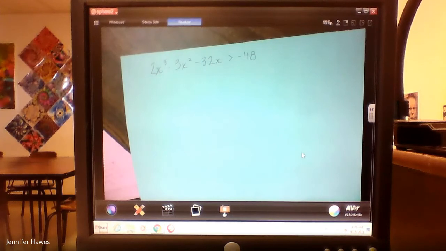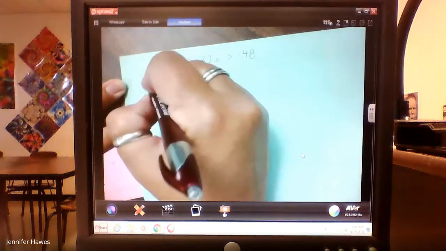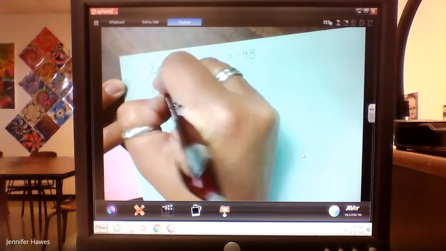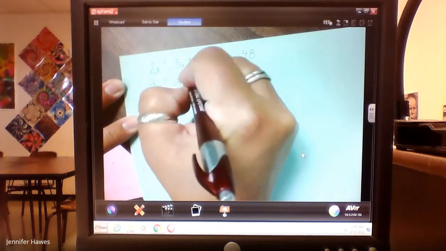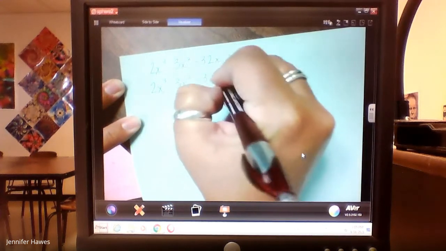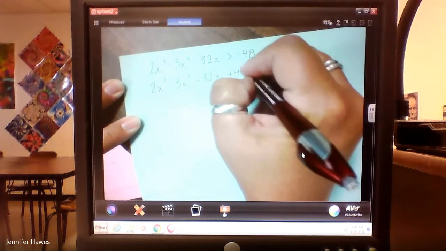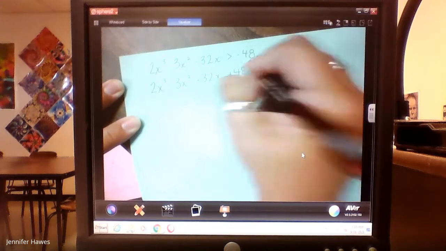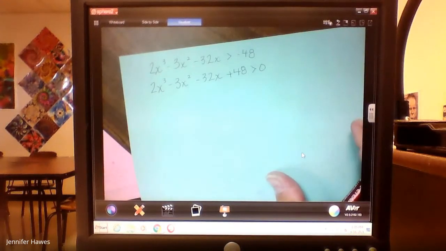Okay, what's the first thing you have to do? Get it equal to 0. Get that a 0 over there. Well, now you can't take out X. I know, crazy. Okay, so now do this by grouping.